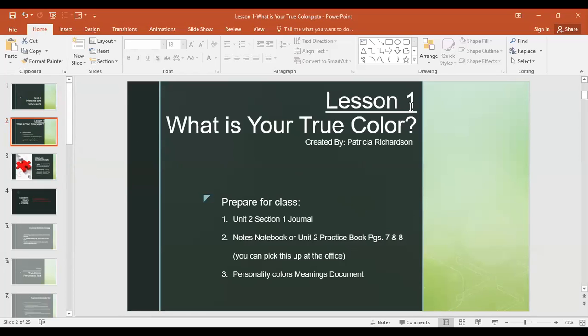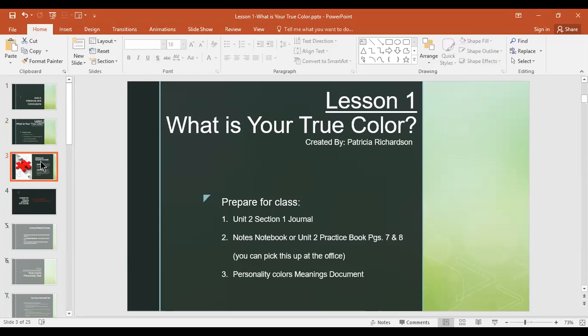So once again, for Lesson 1, it's titled, What is Your True Color? And the documents you will need for this class are your Unit 2, Section 1 journal, your note-taking format, whether it's through Google Doc, a physical notebook, or our Unit 2 practice book, completely up to you. And of course, the personality colors meanings document that's linked on your Canvas page, okay?